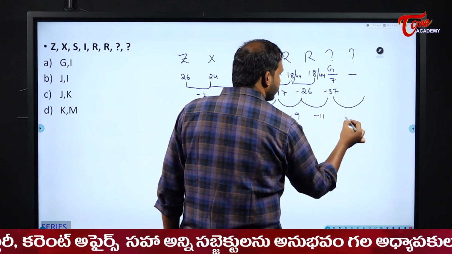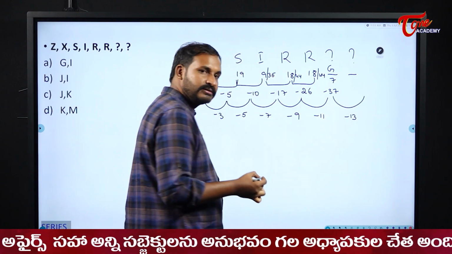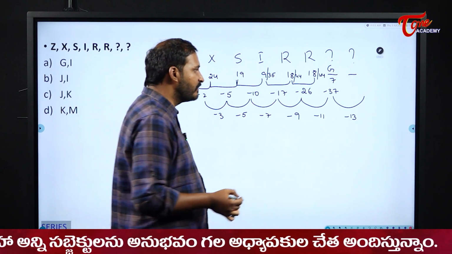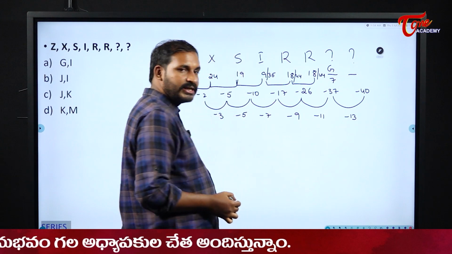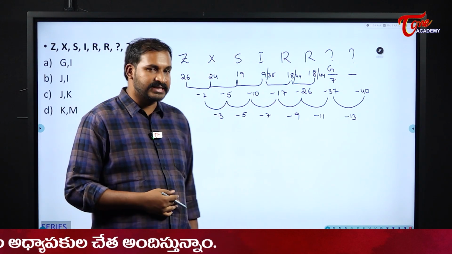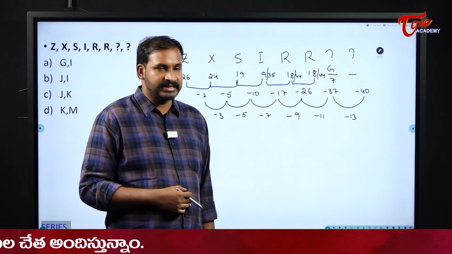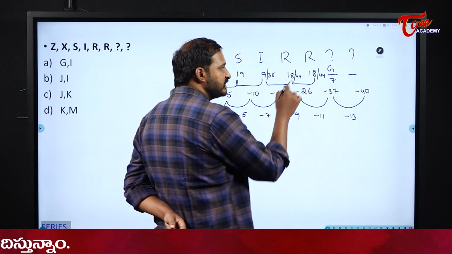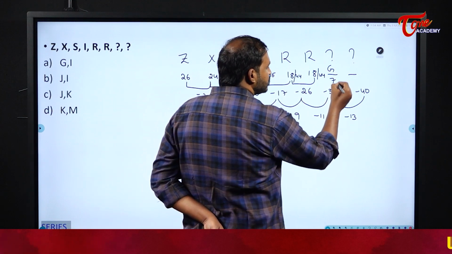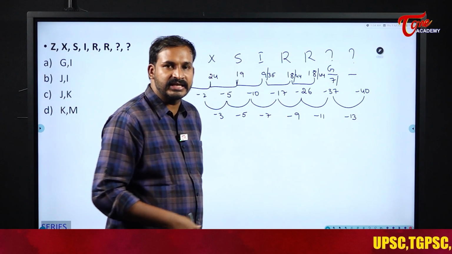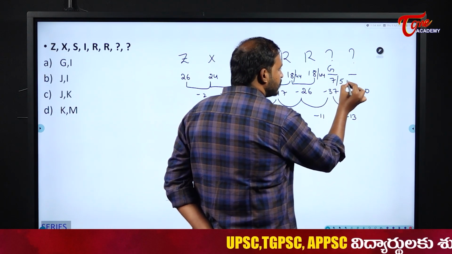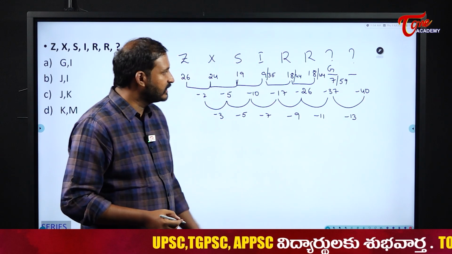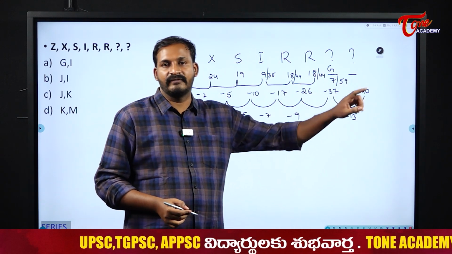In the same logic, if I want to continue, it should be minus 13. That means I should subtract minus 40 here. But I have G as 7, right? G as 7 I can also consider by adding a multiple of 26. Can I consider this as 59? Yes, sir. G is the 7th alphabet or the 59th alphabet.